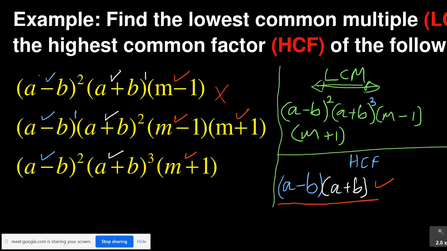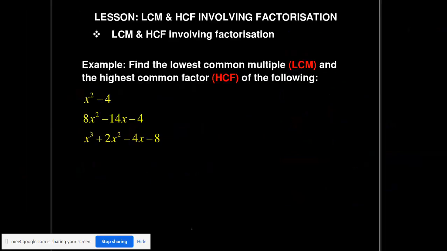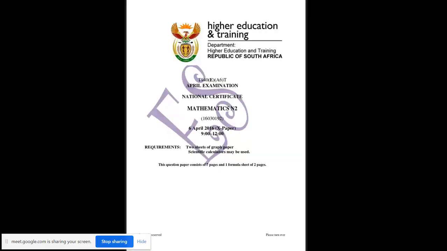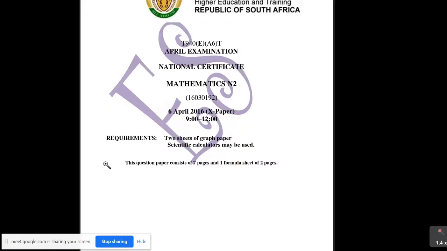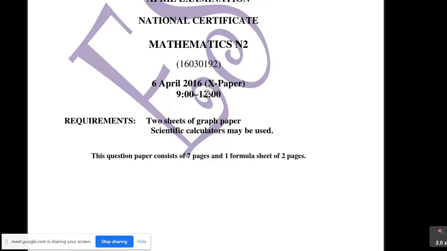Okay. Alright. So now, when we're pulling this together, Zanda, we're going to come back to this. Let me show you something here. This, for example, is a question paper. I think it was written in 2016. You can see this one.